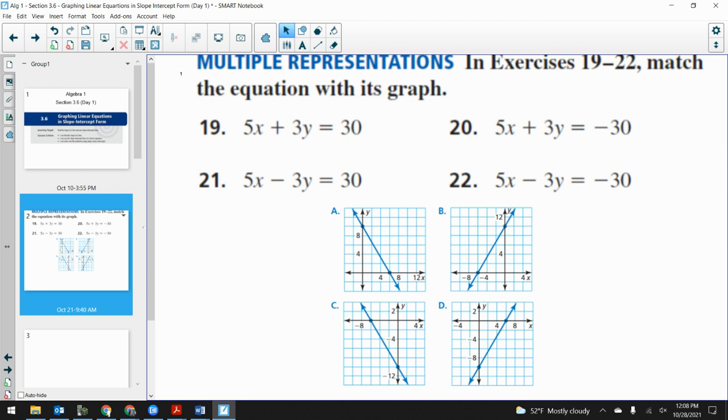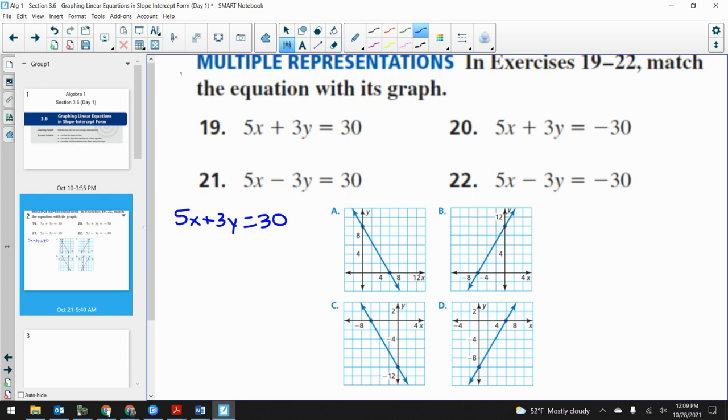So here's the warm-up again. These 4 problems. Let's go over those. Now, I think you can see that if I were to solve our first one here, 19, we've got 5x plus 3y equals 30. Oh, hold on. I have to unplug the plug. 5x plus 3y equals 30.